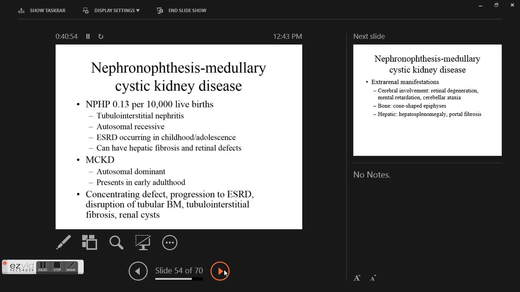Medullary cystic kidney is something very different. It's autosomal dominant. It's an adulthood disease. The main thing is that it can lead to end-stage renal disease. A multicystic dysplastic kidney does not lead to end-stage renal disease. So that's why I wanted to make that distinction.